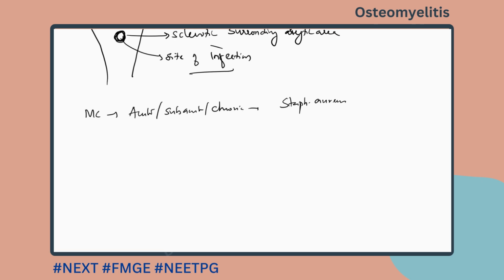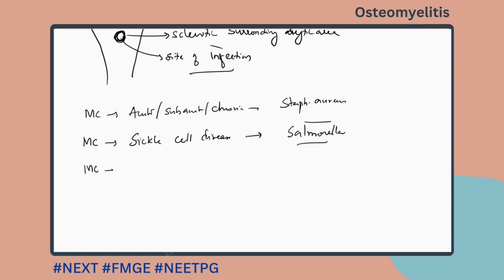But there are certain exceptions. Most common organism causing osteomyelitis in a sickle cell disease patient. You know what a sickle cell disease is? There is a condition called sickle cell disease, where the hemoglobin takes the form of a sickle. In a patient who has sickle cell disease, Salmonella typhi is the organism which causes osteomyelitis.